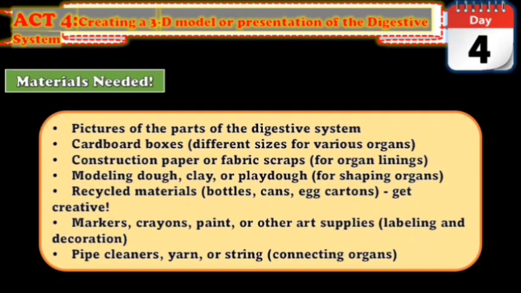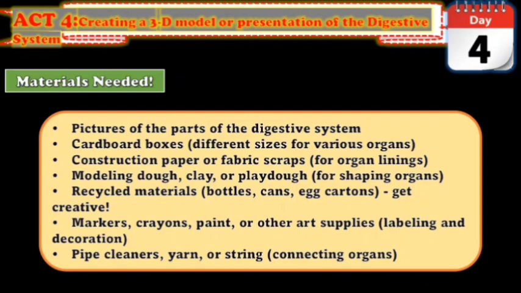For our activity 4, this is creating a 3D model or presentation of the digestive system. The materials needed in this activity are the following. We have pictures of the parts of the digestive system, cardboard boxes. This can be in different sizes for various organs. Next, construction paper or fabric scraps. Next, modeling dough, clay or Play-Doh. Next, recycled materials just like bottles, cans, egg cartons.